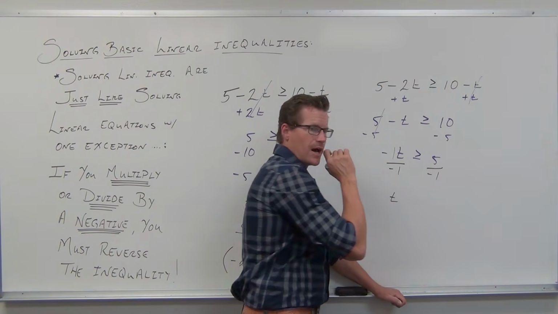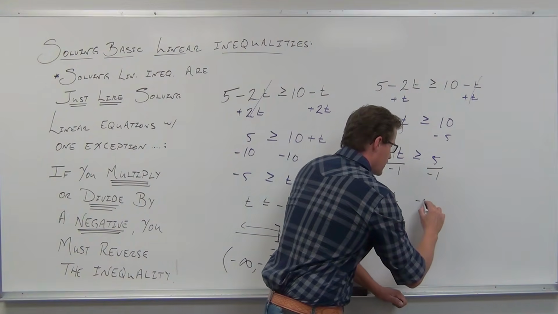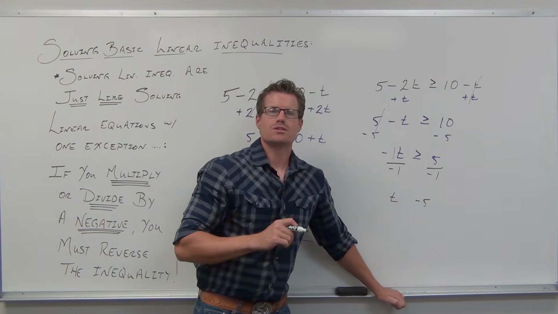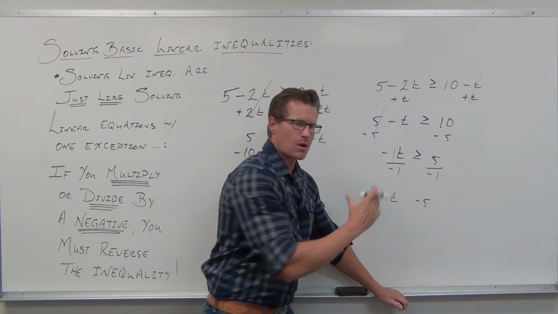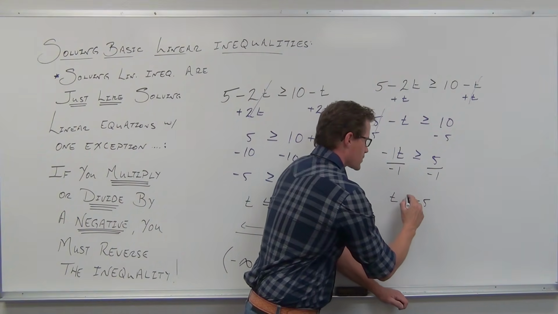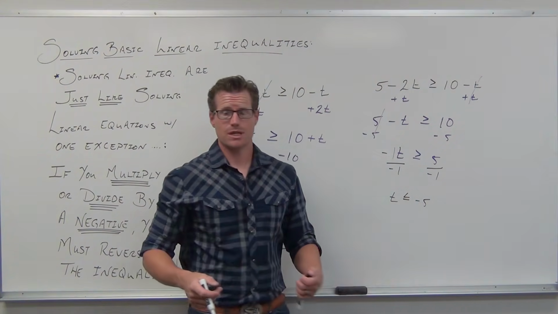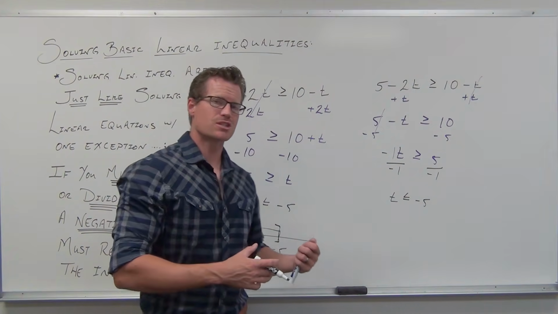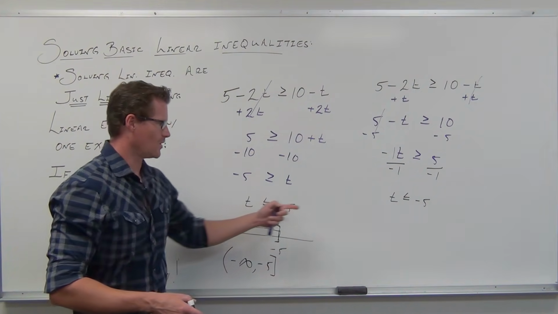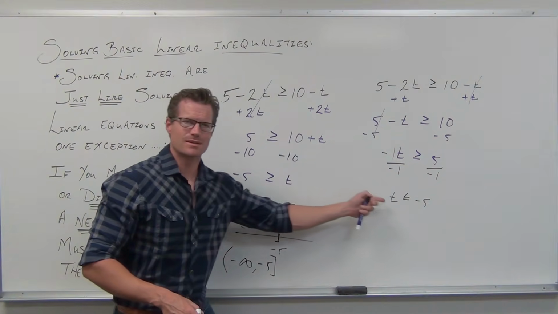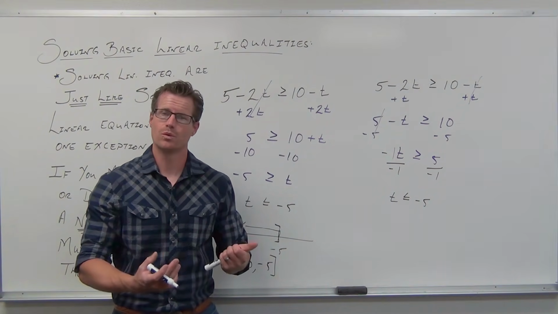On the right-hand side, 5 divided by -1 is -5. But we just divided by a negative, so that means our inequality must reverse. The good news is there are variables on the left-hand side, so this still gives us the direction to graph. In fact, look at that, it's exactly the same. You can't mess it up if you're following the rules that I've given you.